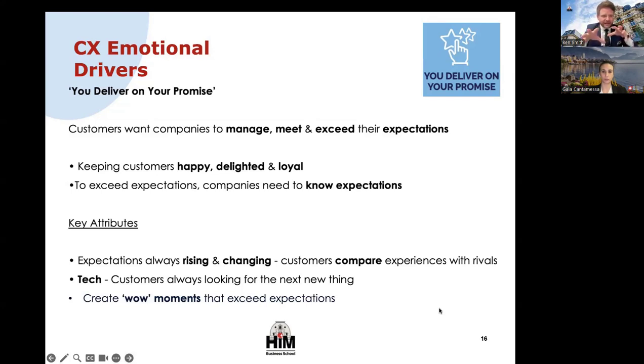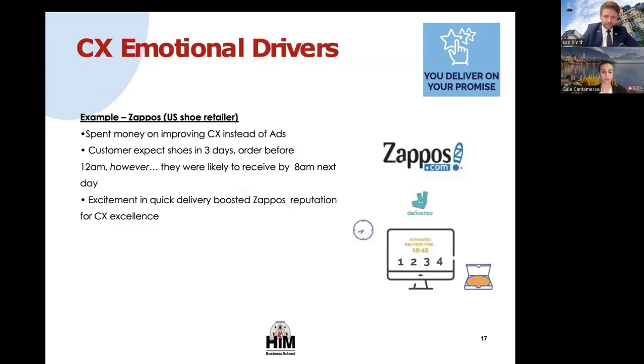So when we think of the key attributes or skills involved for companies, it is more challenging to exceed expectations, as I said earlier, because expectations are always rising. And we're always comparing the experiences we have with other competitive companies. Another reason it's more difficult is because technology is improving and we always want the next best thing. The iPhone 15 comes out, or whatever we're at now, 14, 15, 16, I lose track, and we want the next one. So creating wow moments and exceeding expectations is increasingly more difficult. An example here, Zappos.